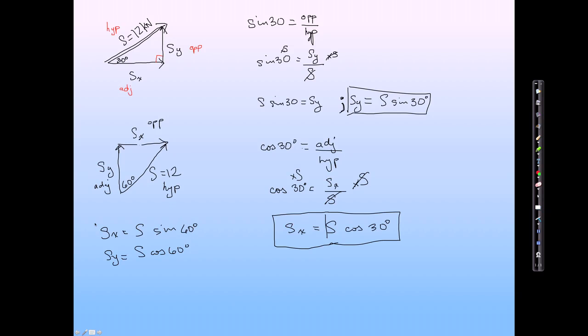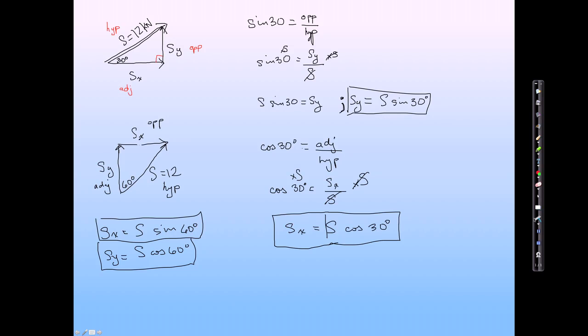So, depending on the angle you start with, your sx and sy may be oriented differently toward that angle, and you will be required to use a different trig function. And so, what's important is that you pay attention to how the components are oriented with regard to the angle that you're using, not just blindly memorizing this formula that says sy equals s sine 30. Take a look at the relationship between the components and the angle that you have.